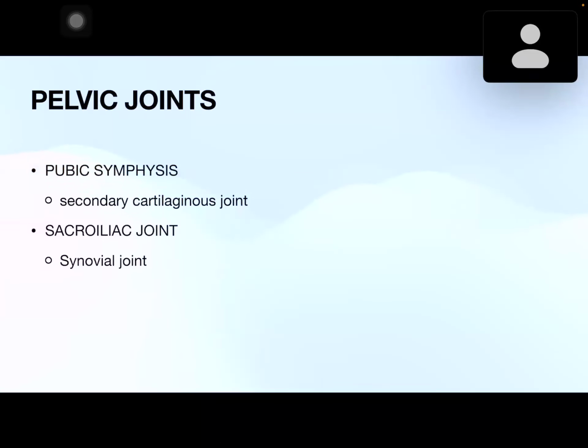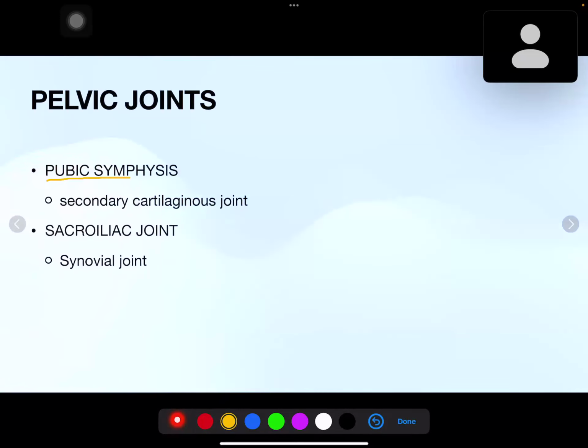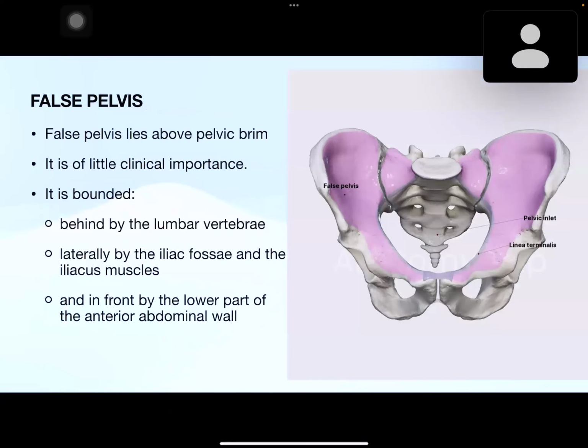So these are two pelvic joints. The first, the anterior one, is the pubic symphysis joint, and you just have to remember that the pubic symphysis is a secondary cartilaginous joint. And the sacroiliac is a synovial joint. These two are very important exam questions. I have seen them multiple times. They ask which type of joint is the pubic symphysis and which type of joint is the sacroiliac joint. So you just have to remember the type of joint, nothing in detail.